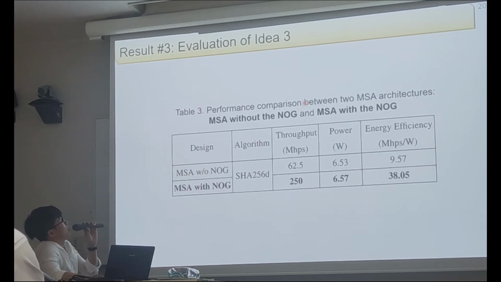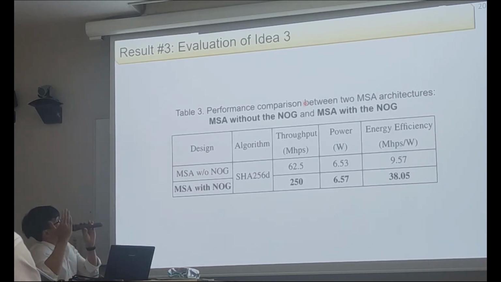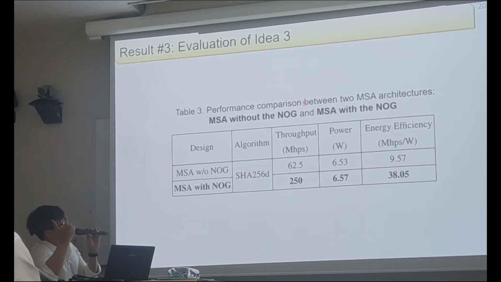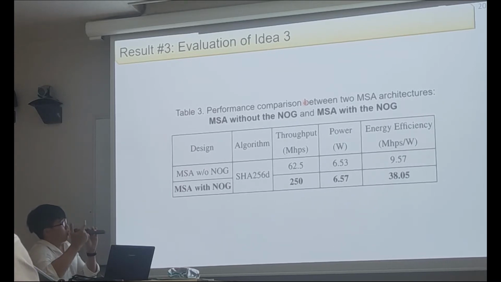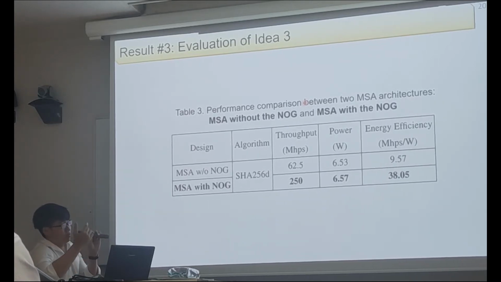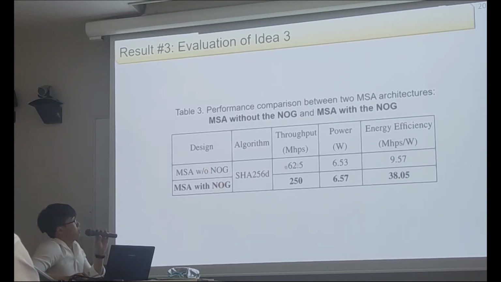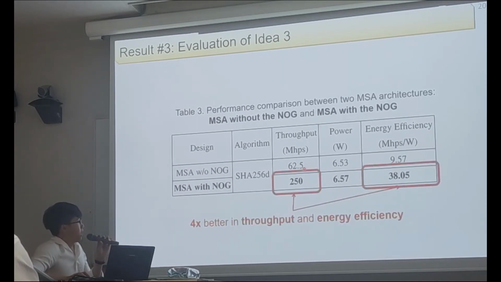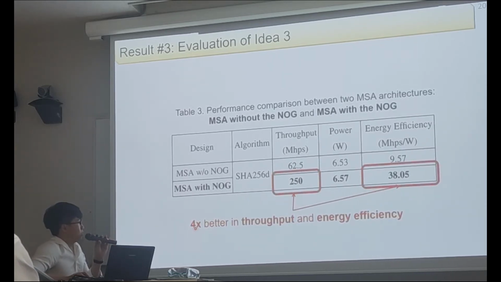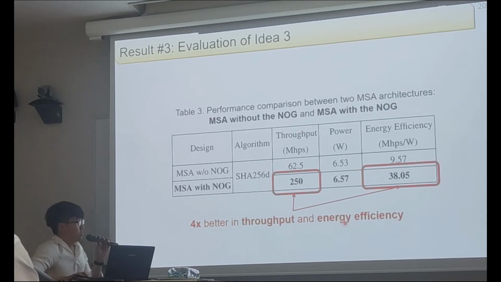And next, I will evaluate idea 3, which is the nonce generator or nonce detector, by evaluating the accelerator with and without idea 3. As you can see here, with idea 3, our accelerator is 4 times better in throughput and energy efficiency.